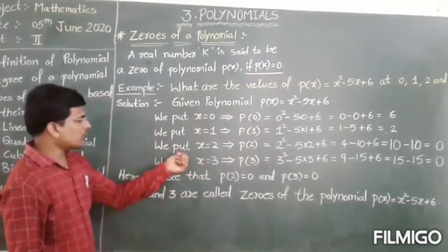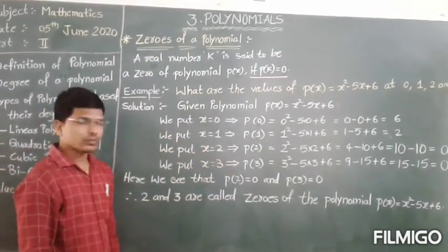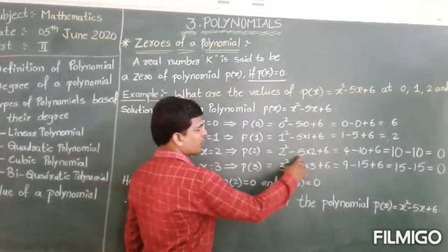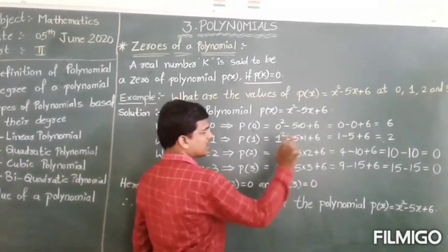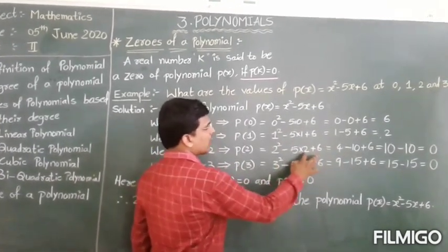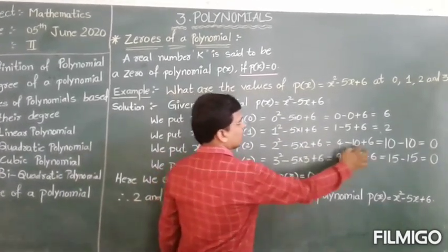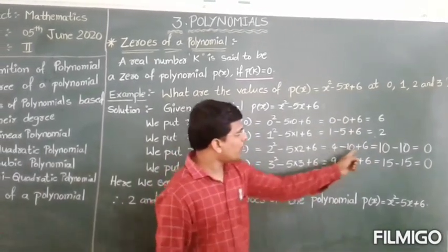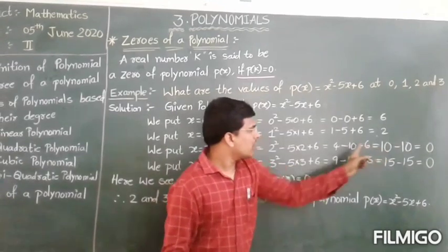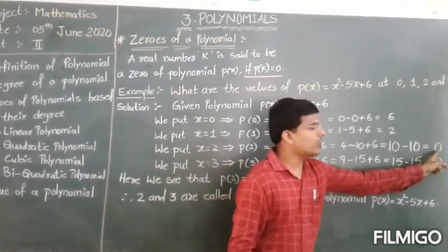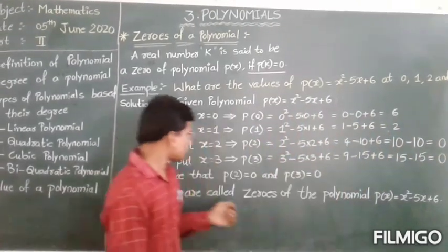Next, if we put x = 2, then P(2) = 2² − 5 × 2 + 6. 2 square is 4, minus 5 twos are 10, plus 6. First add positive numbers: 4 plus 6 is 10, 10 minus 10. So 10 minus 10 is equal to 0.